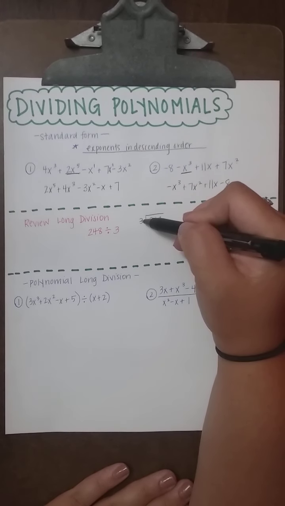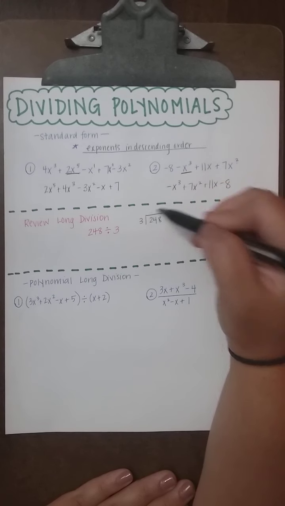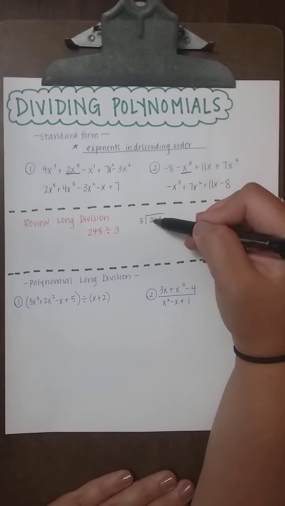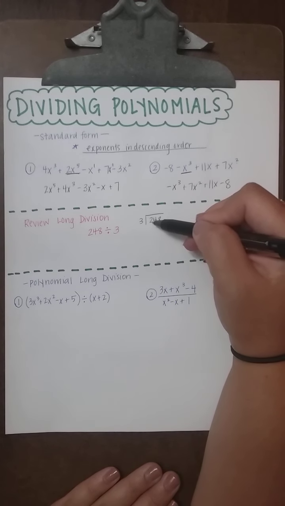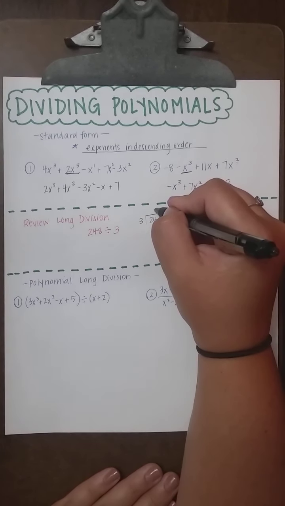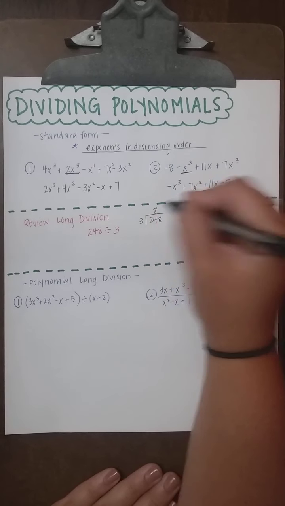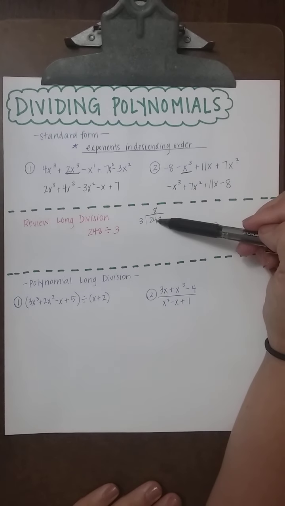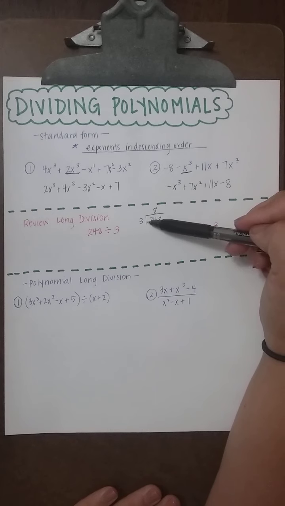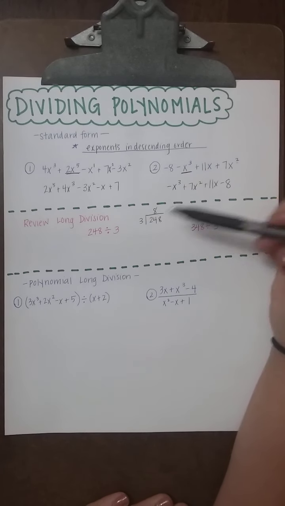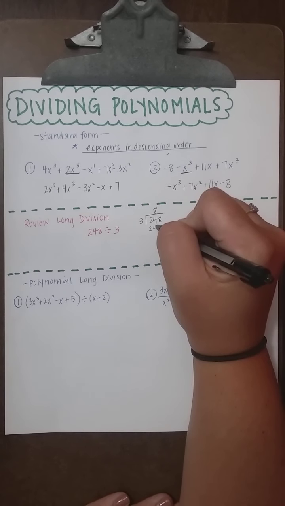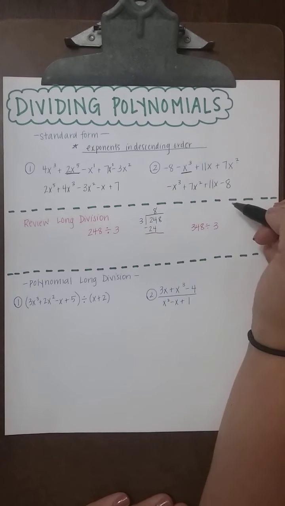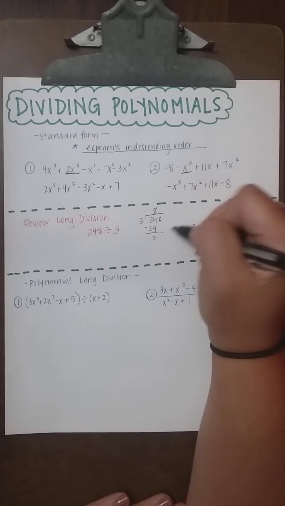You start with the 3 on the outside and you say, how many times does 3 go into the first number, 2? Well, it doesn't. So I'm going to keep going and say, how many times does 3 go into 24? It goes into 24 8 times. So I'm going to put the 8 on top of the 4, because that's how far over I had to go before 3 went into it. Then I'm going to do 8 times 3, which is 24, and we subtract. 24 minus 24 is 0, and then I bring down the next number.